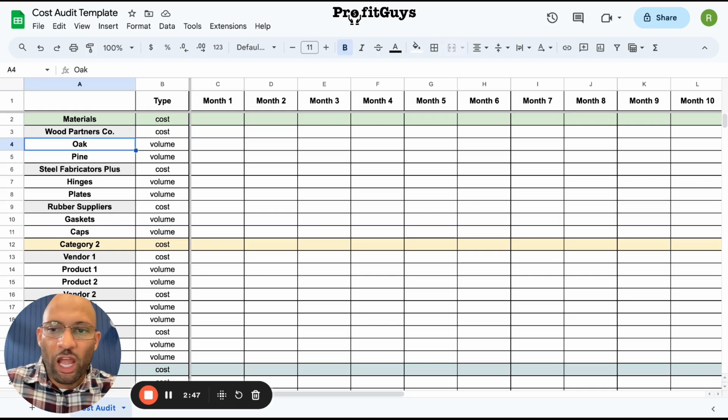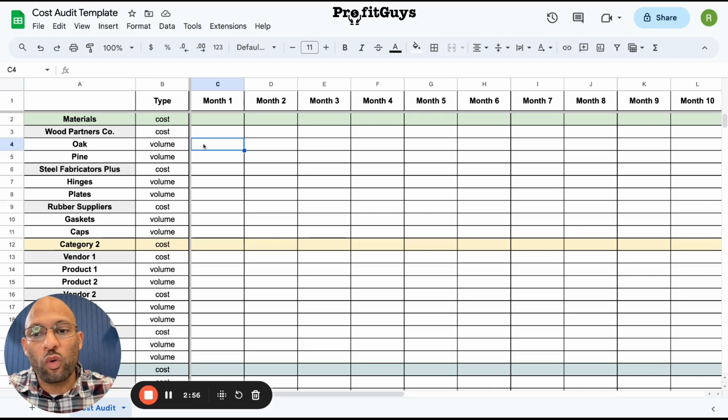So how much oak did you buy? Now, here's where we switch from cost to volume. When you're talking about the individual products, what we want to know here is order volume. It could be pallets or units or truckloads, or however you purchase that particular product. Put that volume here. So let's say materials, we spent 100,000. Let's say for Wood Partners Co., we spent 50,000 in particular with them.